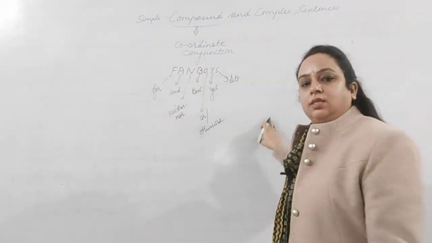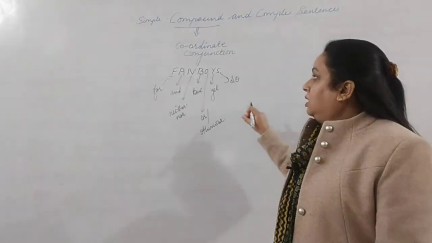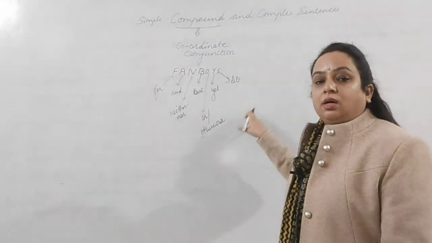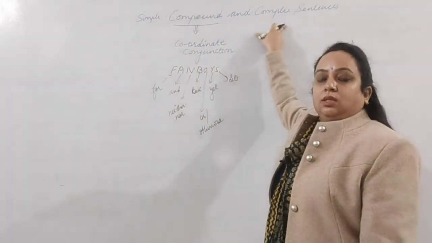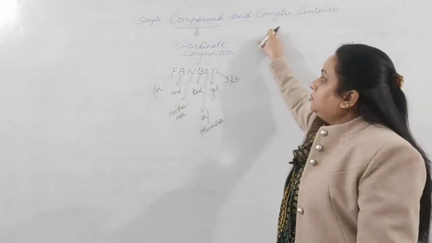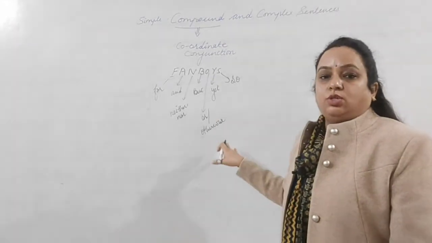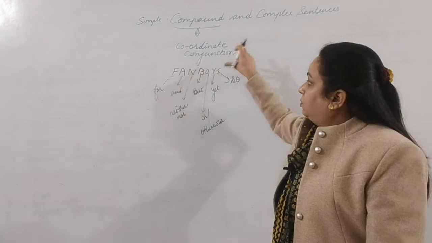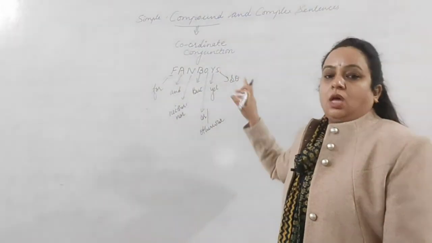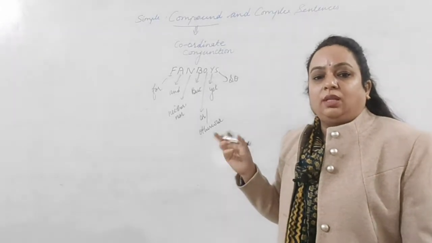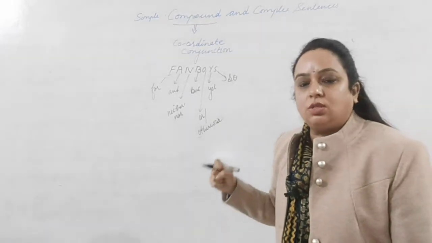Other than this, the rest of the conjunctions which are used to join sentences are subordinate conjunctions, and if subordinate conjunctions are there in the sentence, then the sentence is known as a complex sentence. Clear? So this FANBOYS you have to learn for the transformation of simple sentences to compound sentences. But first we will try to get the identification, which is simple, which is compound and which is complex, right?